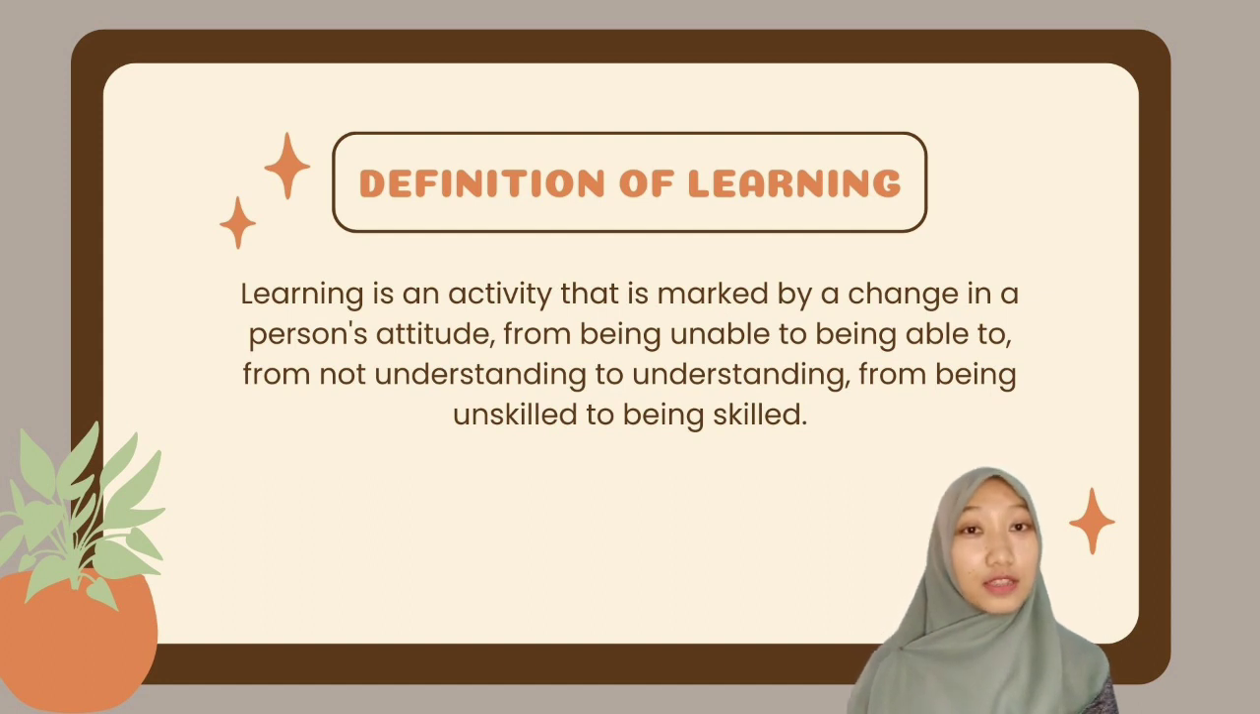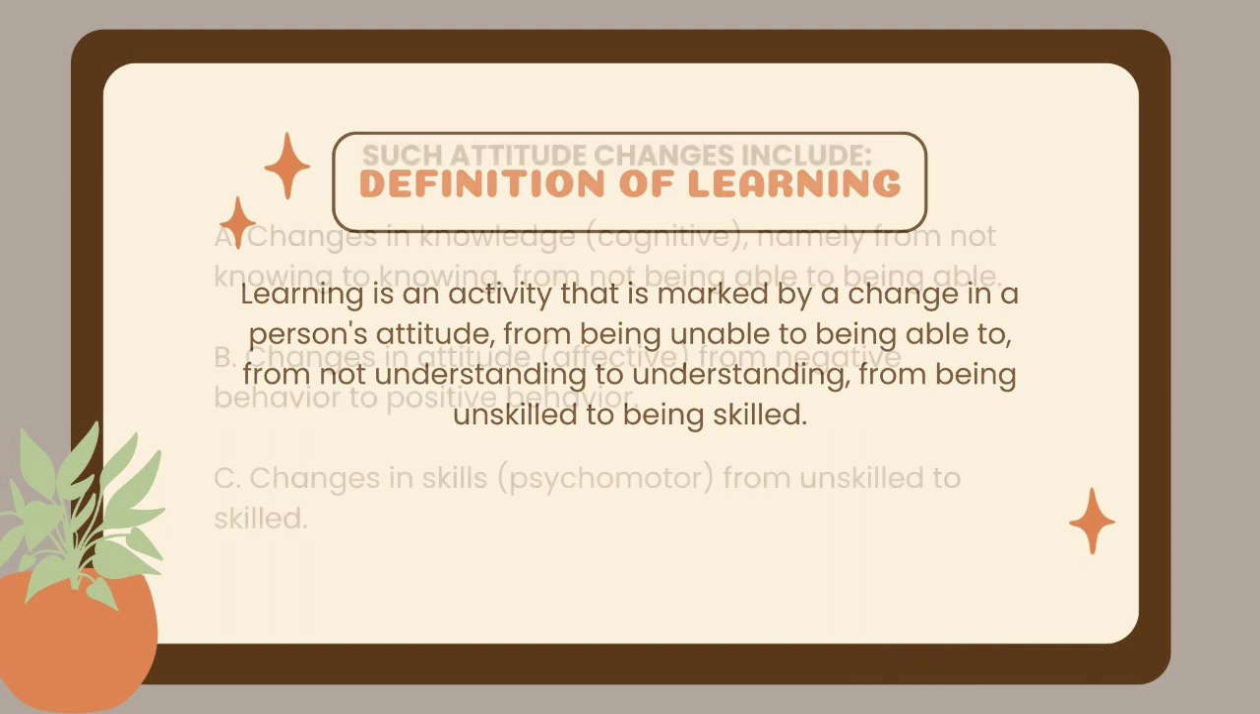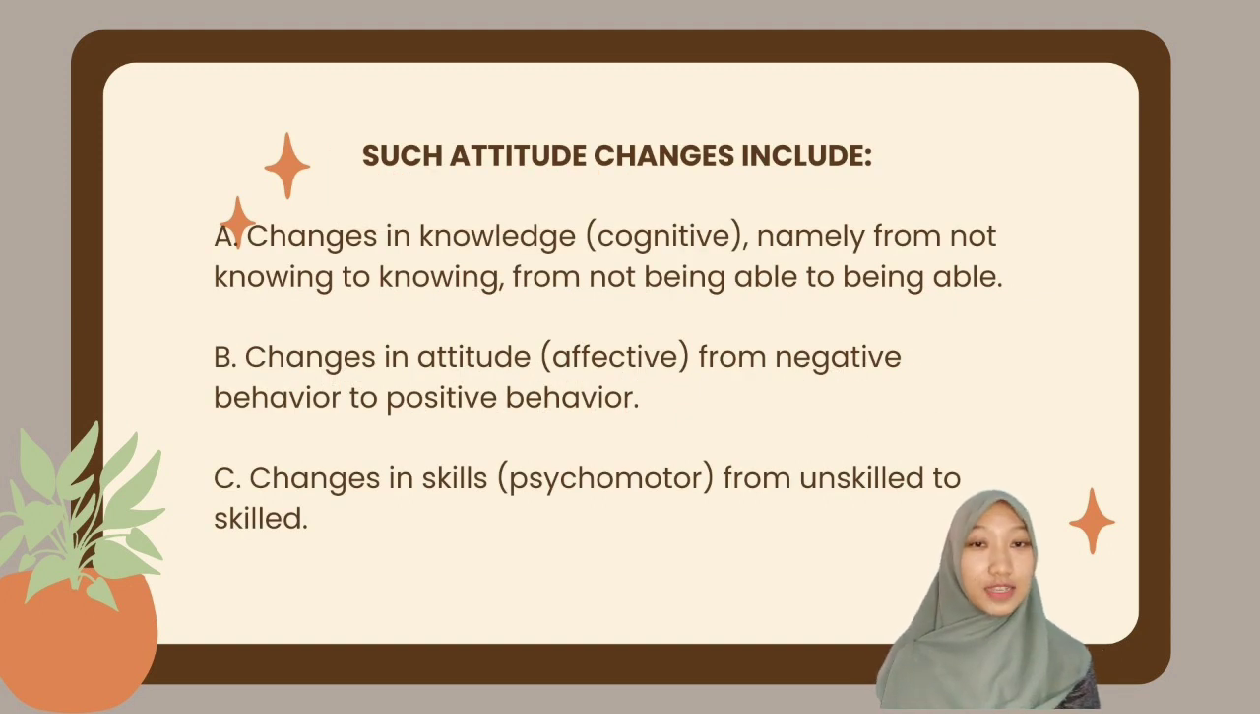Learning is an activity that is marked by a change in a person's attitude from being unable to being able, from not understanding to understanding, and from being unskilled to being skilled. Such attitude changes include: A. Changes in knowledge or cognitive, namely from not knowing to knowing, from not being able to being able. B. Changes in attitude or affective, from negative behavior to positive behavior. And C. Changes in skills or psychomotor, from unskilled to skilled.